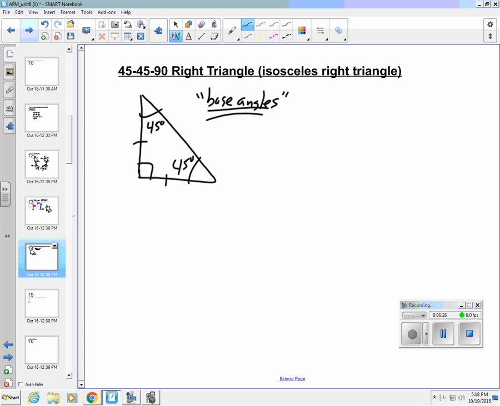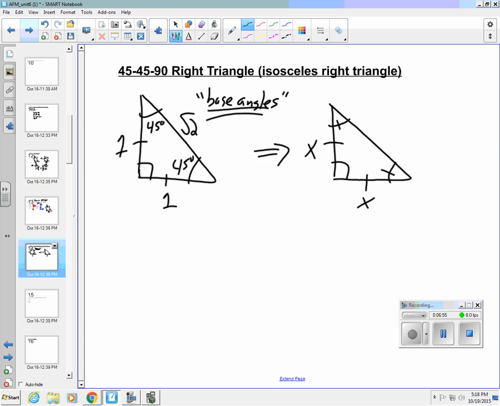So if we label one of these sides 1, the other side would have to be 1 since it's an isosceles triangle. And you use the Pythagorean theorem and see the third side would have to be square root 2. Same thing as the 30, 60, 90, this is a general pattern that holds for any isosceles right triangle. So if we know that two angles or the two sides are the same, we know we have an isosceles right triangle, and it's going to have the same pattern. If we call the shortest side x, the other leg is also x, and the hypotenuse is x times square root 2.